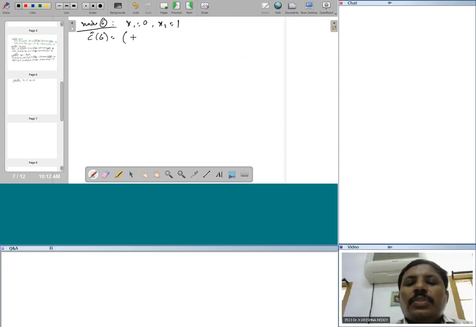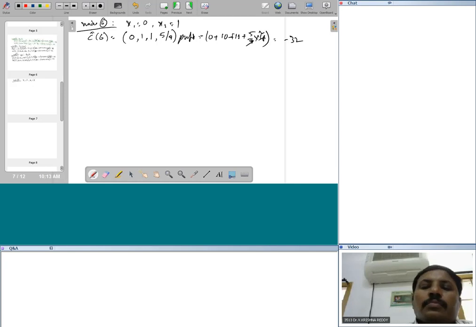C cap of 6: first value is 0, second value is 1, meaning up to now in the knapsack, the only object we have placed is the second object. The weight is 4, remaining 11 is there, next one is 6, up to 10 we have placed, next one is 5 by 9. So the profit value is minus of 0 plus 10 plus 12 plus 5 by 9 into 18, 10, is minus 32.